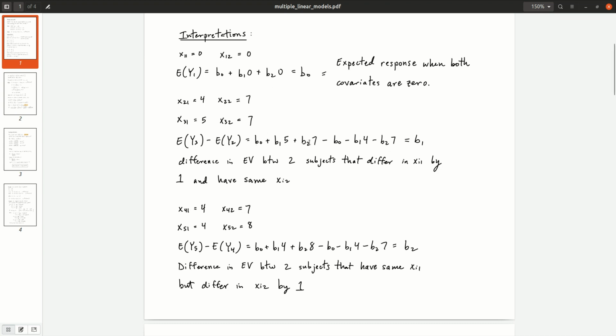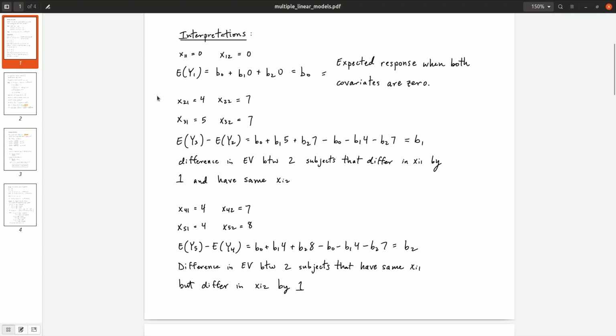And then if we look at this, a bunch of things cancel out, so B0 and B0, B2 times 7 and B2 times 7, and then you have B1 times 5 minus B1 times 4, which is just B1. Okay, so we've succeeded in isolating B1, and now we have to go back and try to interpret what this parameter means. So it's going to be interpreted as a difference in expected values, and it's between two subjects that differ in x11 by 1.